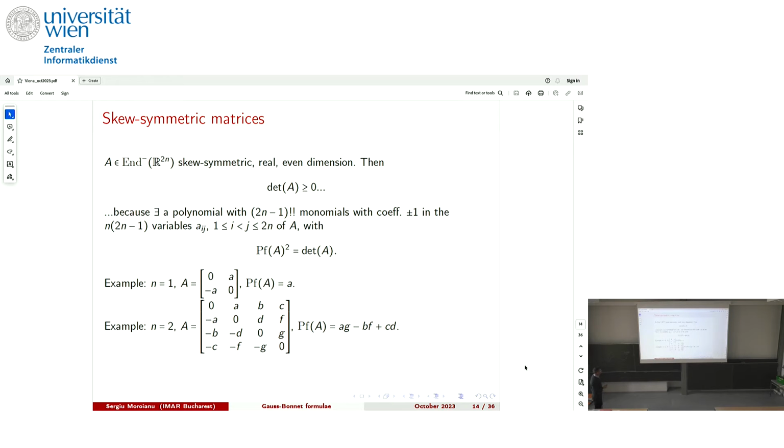This is an exercise in linear algebra. That's an unfair exercise to give to your undergrad students. If they are not good in linear algebra, just ask them to show that the determinant of a skew-symmetric real matrix is greater than or equal to 0.